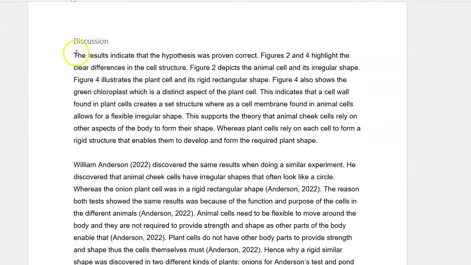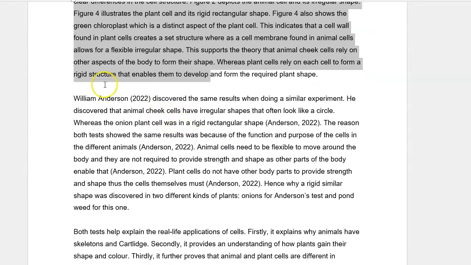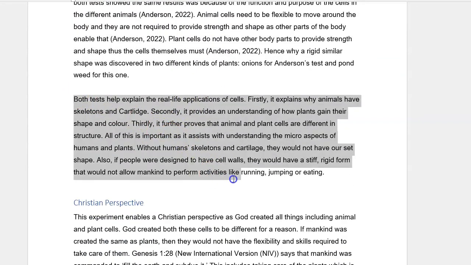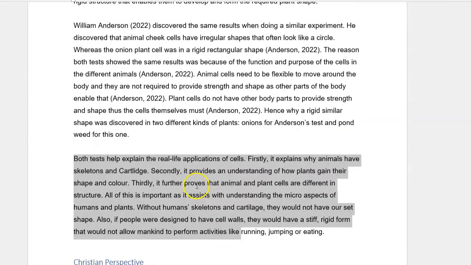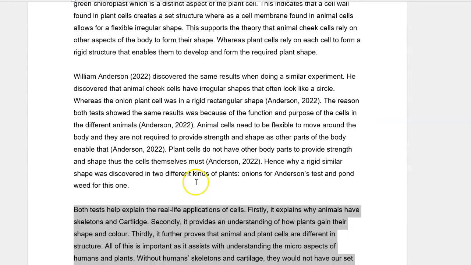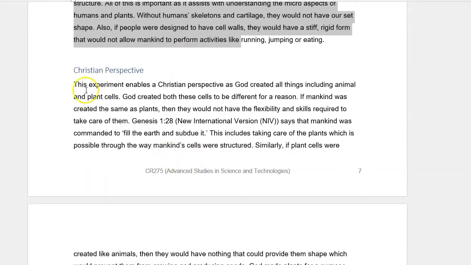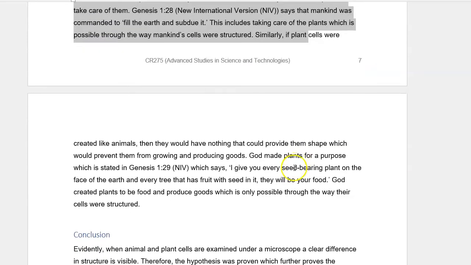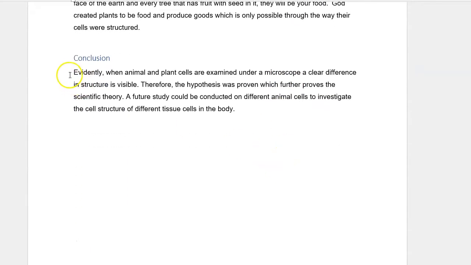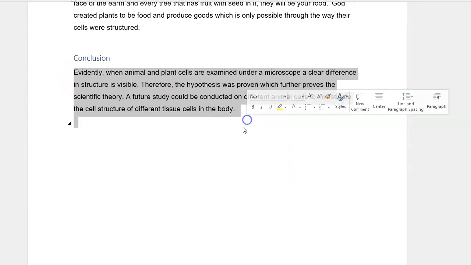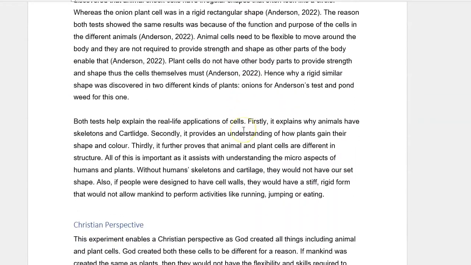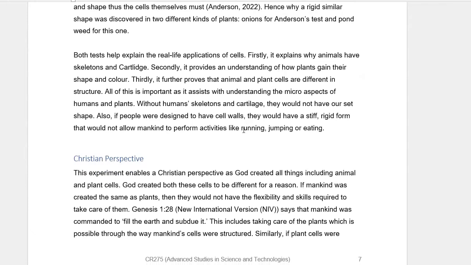Discussion. You talk about your results. You talk about theory, and then you explain any interesting information. So it's a really clear format. So well done. And then to also talk to a Christian perspective, which we like to see included, and how plants and animals are different. And the conclusion doesn't need to be long. So I think this discussion has a great format and is very extensive.